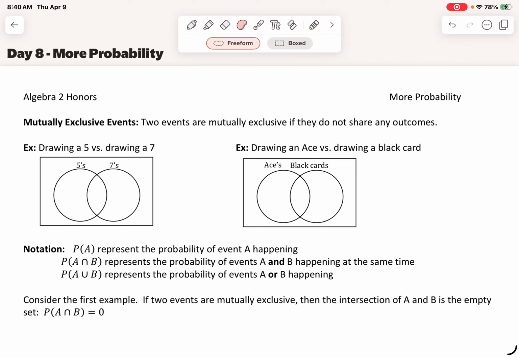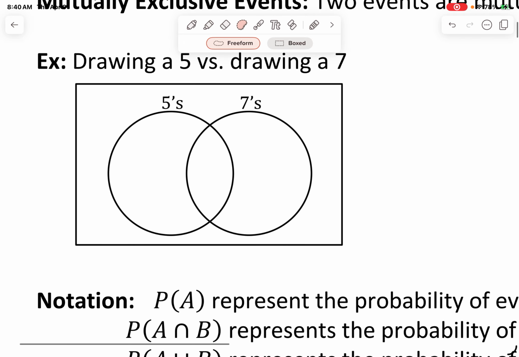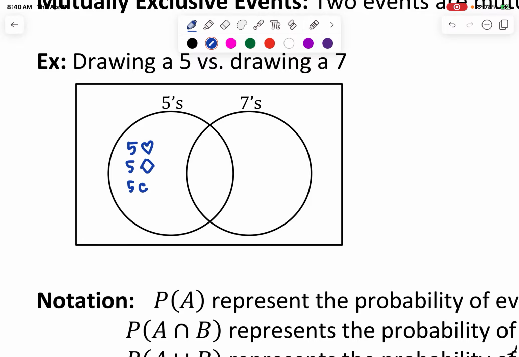I'm going to give you two examples, one of which is mutually exclusive and one of which is not. Let's look at this first one right here. Drawing a 5 out of a deck of cards versus drawing a 7. There are 4 cards that have a 5 on: the 5 of hearts, the 5 of diamonds, the 5 of clubs, and the 5 of spades, all right? Now there are 4 cards that are 7s.